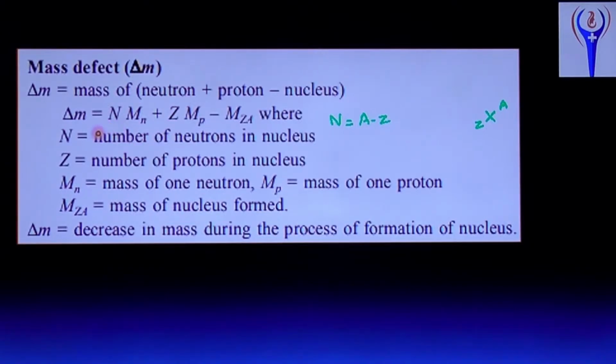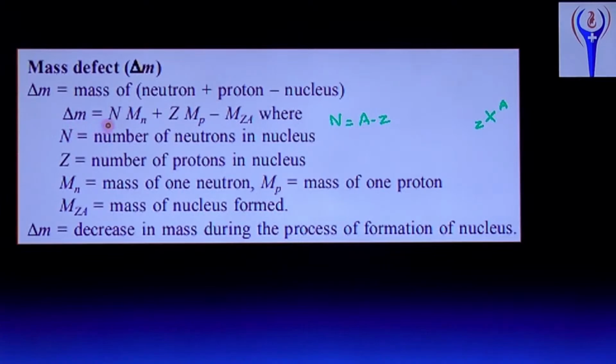Then delta M equals N into Mn. N may be written as A minus Z. That only we mentioned already, because in most nuclear element notation, X is given with A only. So at that time we have to find where N is. That is N equals A minus Z.